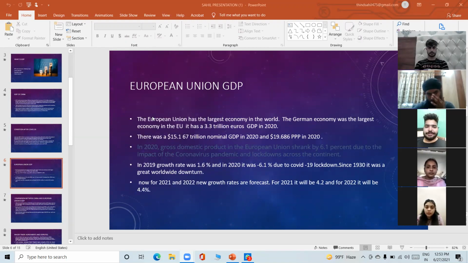European Union GDP. The European Union has one of the largest economies in the world. The German economy was the largest economy in the European Union, with 3.3 trillion euros of GDP in 2020. The EU had $15.167 trillion nominal GDP in 2020 and $19.686 trillion in PPP. In 2020, gross domestic product in the European Union shrank by 6.1% due to the impact of the coronavirus pandemic and lockdowns across the continent, because at that time the whole world was suffering from coronavirus.